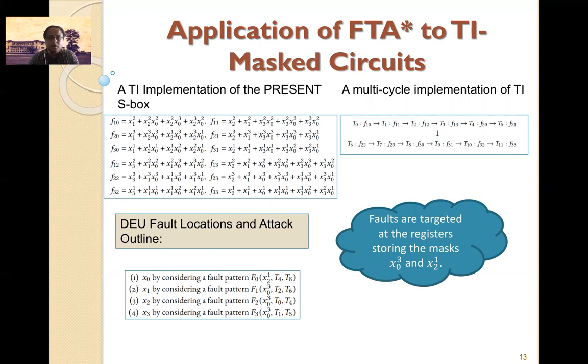We considered a multi-cycle implementation of TI, which means that there are 12 clock cycles from T0 to T11, each of them computing these Boolean output shares. We consider a double-bit upset fault at the locations x03 and x21, which are the registers storing the masks, and we show a systematic method of how we can obtain the unshared bits x0, x1, x2, and x3, which the TI tries to hide.